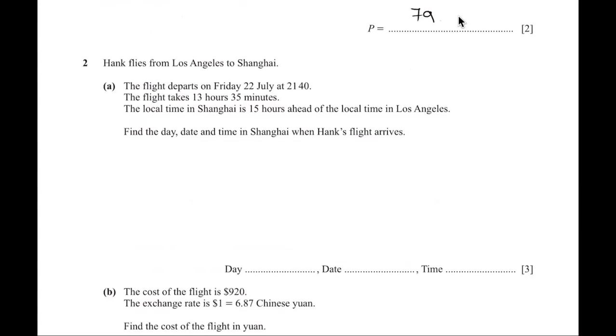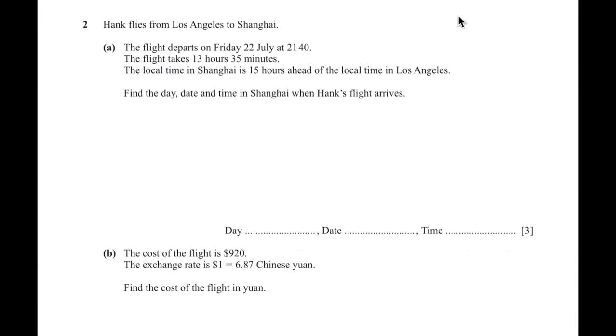Time flies from Los Angeles to Shanghai. The flight departs on Friday, 22nd July, at 9:40. The flight takes 13 hours, 35 minutes. The local time in Shanghai is 15 hours ahead of local time in Los Angeles. Find the day, date, and time in Shanghai when Hank's flight arrived. So now we need to find Shanghai.